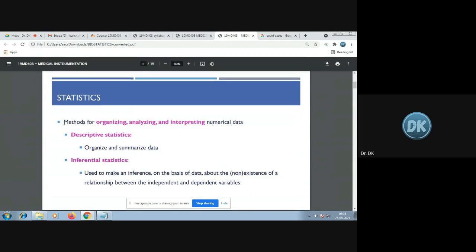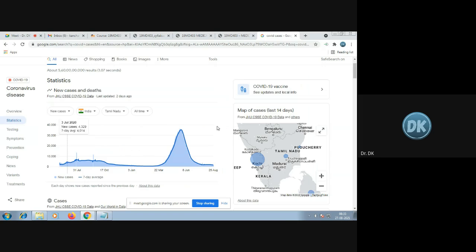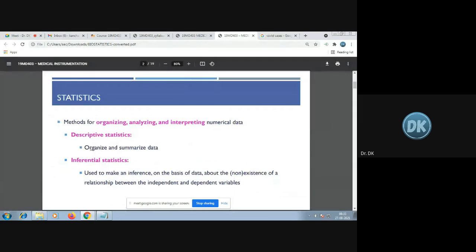If you go to the definition, statistics refers to the methods used for organizing, analyzing, and interpreting numerical data. That is the standard definition. Statistics can be categorized into two: one is descriptive statistics, another one is inferential statistics. Descriptive statistics is used to organize and summarize the data. Whatever we have seen here is descriptive statistics. We have collected the data, organized it, and summarized it, right? So this is descriptive statistics.